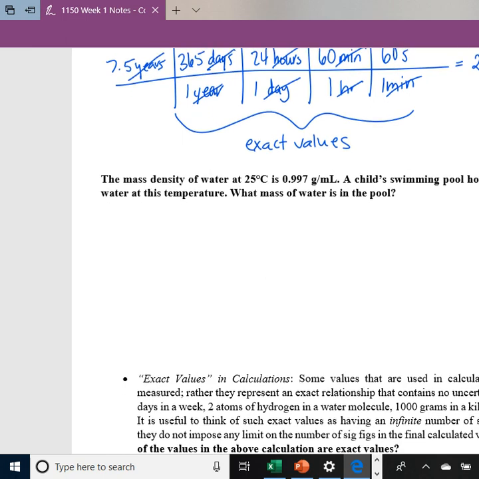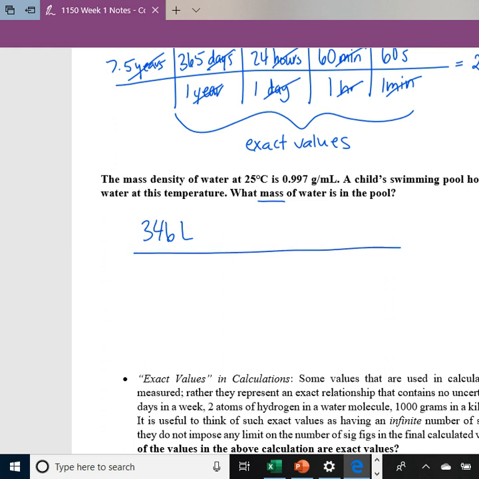The mass density of water at 25 degrees Celsius, which is about room temperature, is 0.997 grams per milliliter. A child's swimming pool holds 346 liters of water at this temperature. What mass of water is in the pool? Okay, so now there's more information in this example than there was in the last one. But still, I know that I'm starting with 346 liters, and I want to get from liters to some unit of mass.